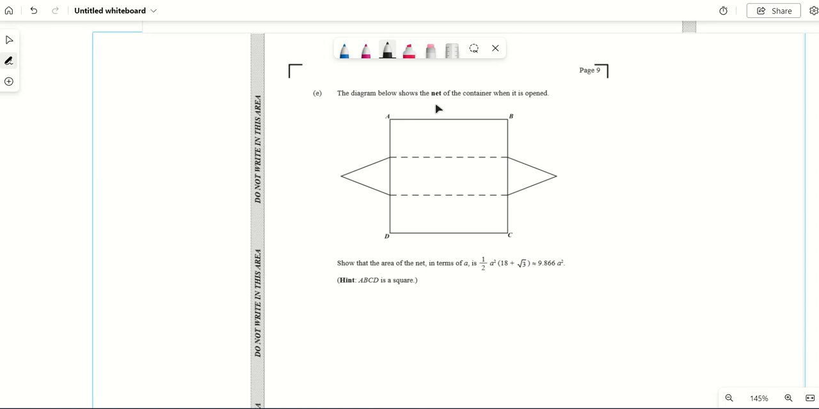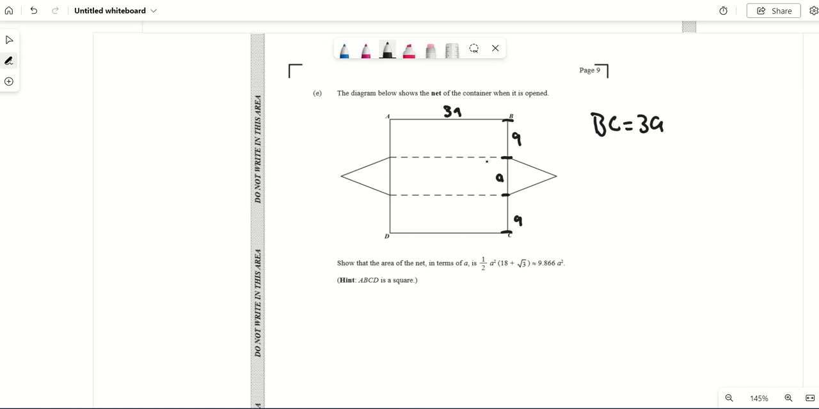They said the diagram below shows the net of a container when it is open. So the container that we had above, they open it, and this is what it's going to be. So we know, again, that from here to here is E, and because it's equilateral, this is also E, and this is also E. So the length from B to C would be, so BC is equal to 3E. And they told you, hence, ABCD is a square. So that means AB is 3E, AD is 3E, and DC is 3E.